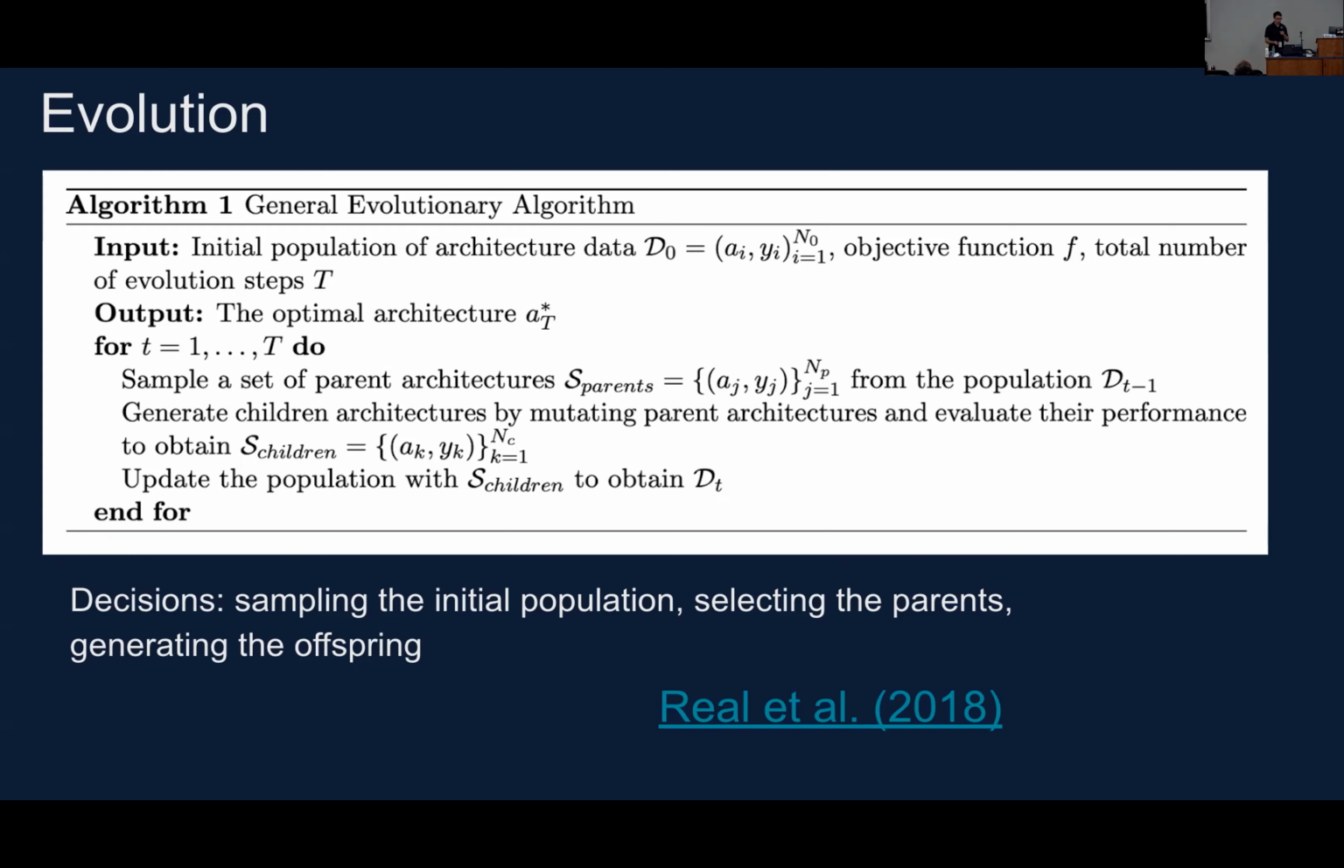Yeah, there are many decisions for evolution as well. For example, how do we sample the initial population? How do we do this tournament selection? And how do we create the offspring? And other works have also explored this, although I'm not sure there's actually one of these big studies that looks at all the different parts like there was in Bayesian optimization.